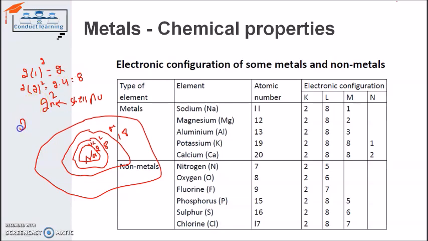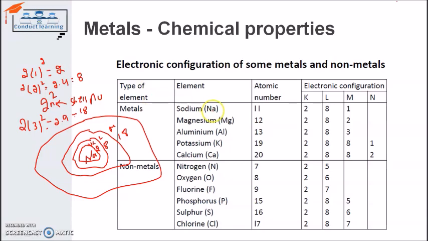In the third shell, 2 into 3 square. As per this figure, it can have a maximum of 18 electrons in the M shell and so on. So in this way, the maximum electrons for the first shell K is 2, for the second shell L is 8, and the third shell M is 18.